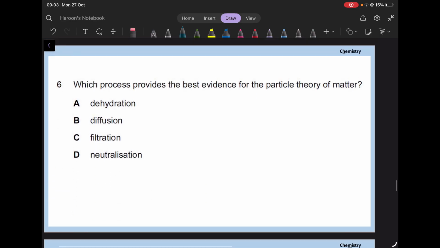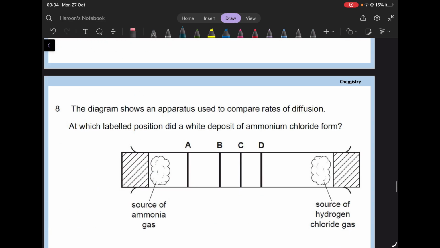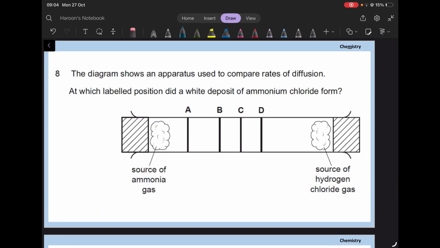Which process provides the best evidence for the particle theory? As I already discussed, the diffusion takes place because of random movement of particles. Kinetic particle theory states the particles are in constant random motion. So diffusion would be the process that best explains this. B is the answer.